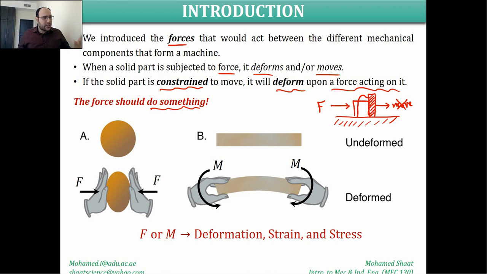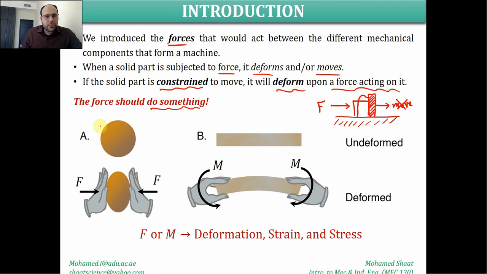So generally speaking, the force should do something to any object. This something could be in the form of movement or deformation, which is related to change of the shape of that object, or both of them. You may have an object that is going to move, plus it's going to deform. So these are the two results: either one of them, either deformation or movement, or both of them consequently going to act over this object.